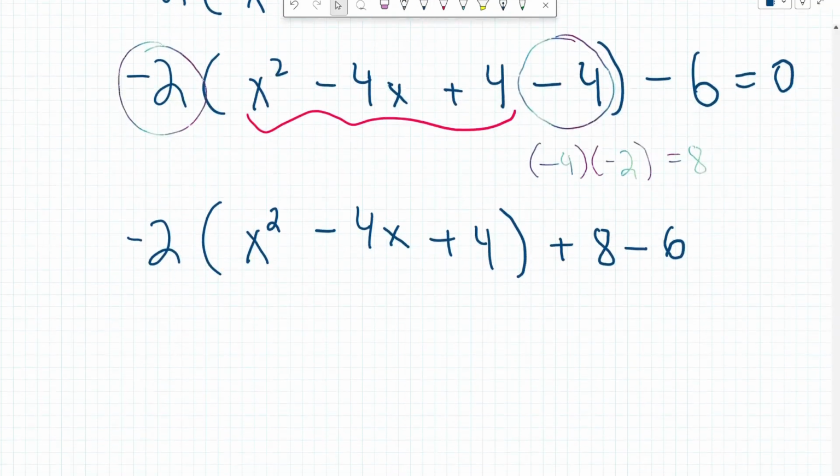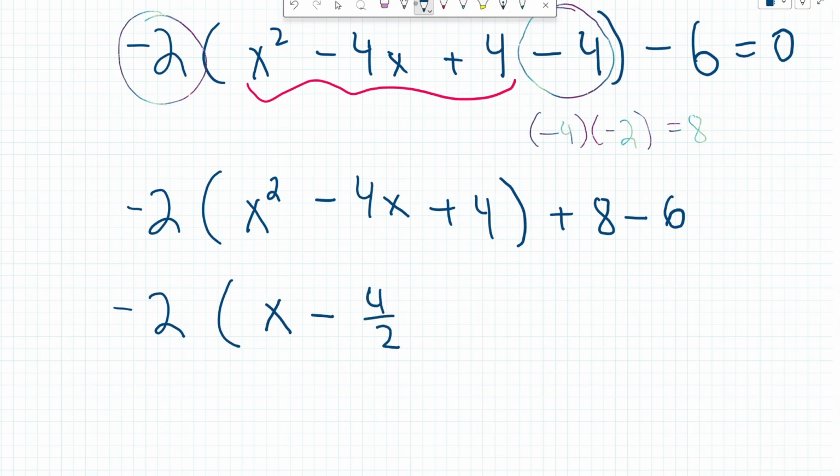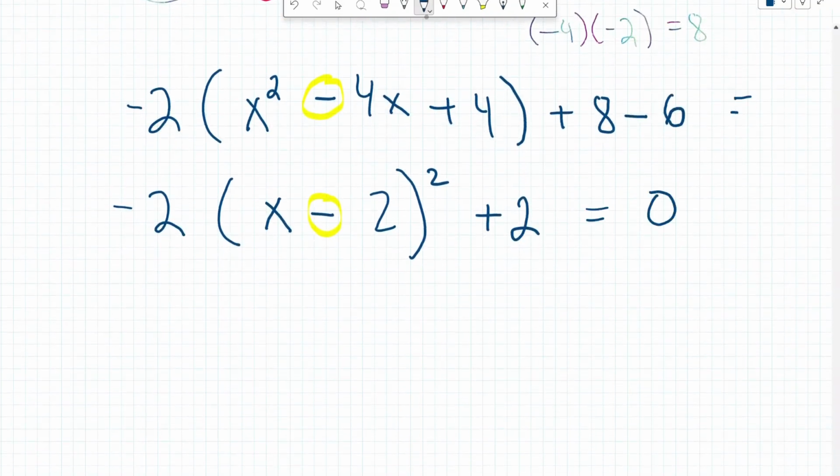Here we see that we have a perfect square trinomial, so we know how to factor that. We simply put it in the form x minus 4 over 2. And remember, this is a minus. This sign follows whatever sign we have up here. So we have a negative here, which means we're going to have a negative over here. 4 divided by 2 is just 2. We square this term, and then we have 8 minus 6, which equals 2. And there you have it. This is in vertex form.